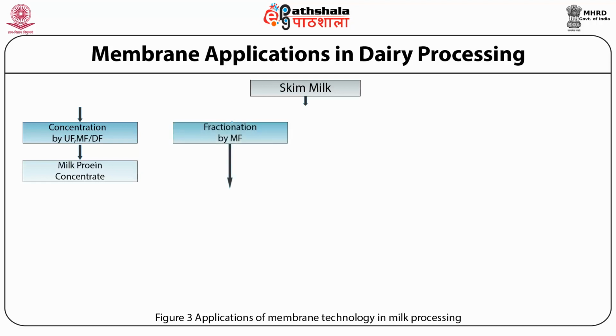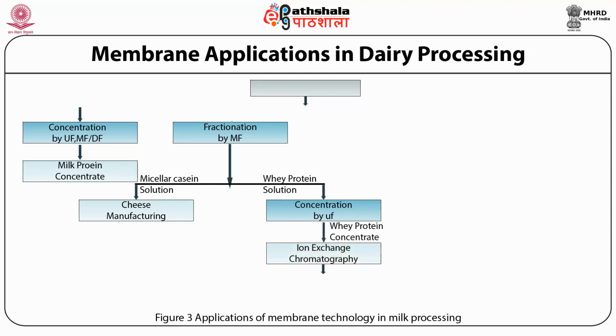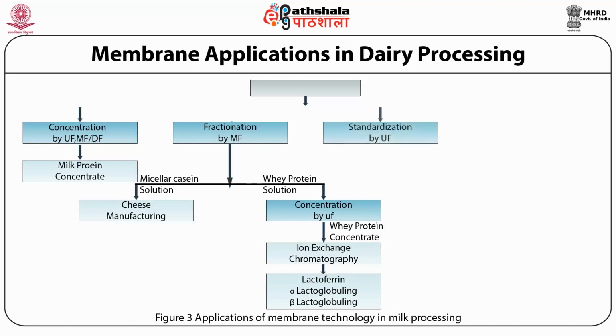Next, fractionation by MF. It again depends on the membrane of MF. If we are using a 0.1 to 0.5 micron membrane, then we are able to separate whey proteins and casein. The micellar casein solution is added to the cheese milk that is used for cheese manufacturing, while the whey protein solution, which goes to the permeate side, will be concentrated by UF and is used for the production of whey protein concentrate. Then we can apply ion exchange and chromatography to produce lactoferrin, alpha lactalbumin, and beta lactoglobulin.